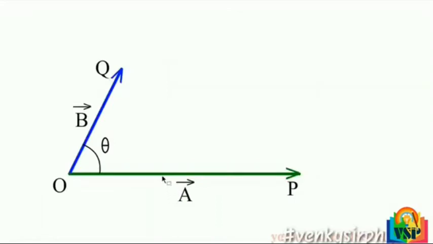Analytical method of parallelogram law. Consider A vector and B vector which represent the two sides of a parallelogram. The angle between them is theta.